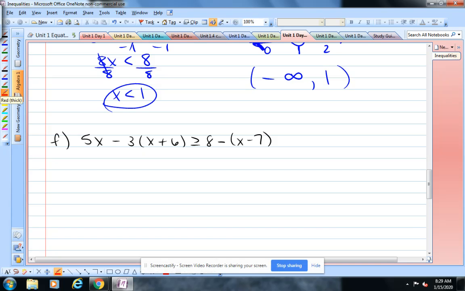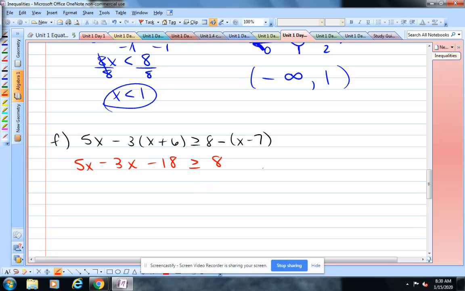All right, so what are we going to do first to solve for x? I've got to distribute a couple times, right? So I'm going to copy that 5x on the left, and then distribute negative 3 to the first parentheses. What's negative 3 times x? And negative 3 times 6? 18 is greater than or equal to, copy the 8. That greater than or equal to looks great.